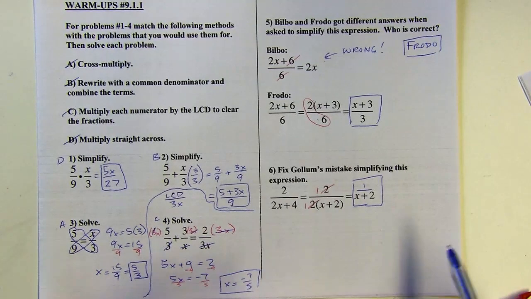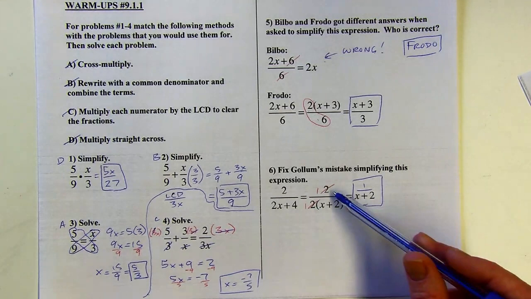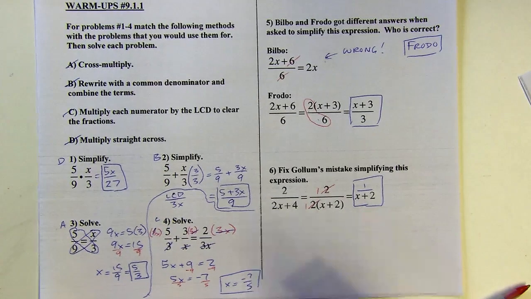So that's another common mistake that I see when people reduce. Sometimes they just lose their numerator, but I still want to show that x plus 2 is down there.